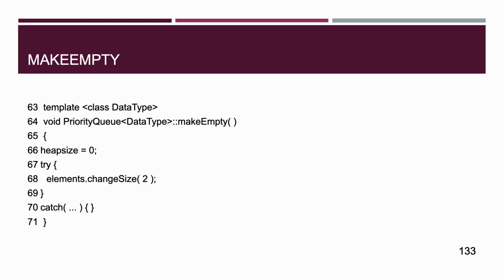Then we have makeEmpty, which is used to reset the priority queue to an empty state. This operation is particularly useful when we need to reuse the queue or free up its memory. Again, it starts with a template declaration, and then resetting the heap size, resizing the array. Then we have a try-catch block. Now why are we resizing it to 2? Because the queue uses minimum memory when empty, while remaining ready to accommodate new elements efficiently. This method is a vital utility for maintaining the priority queue's usability and resource efficiency.